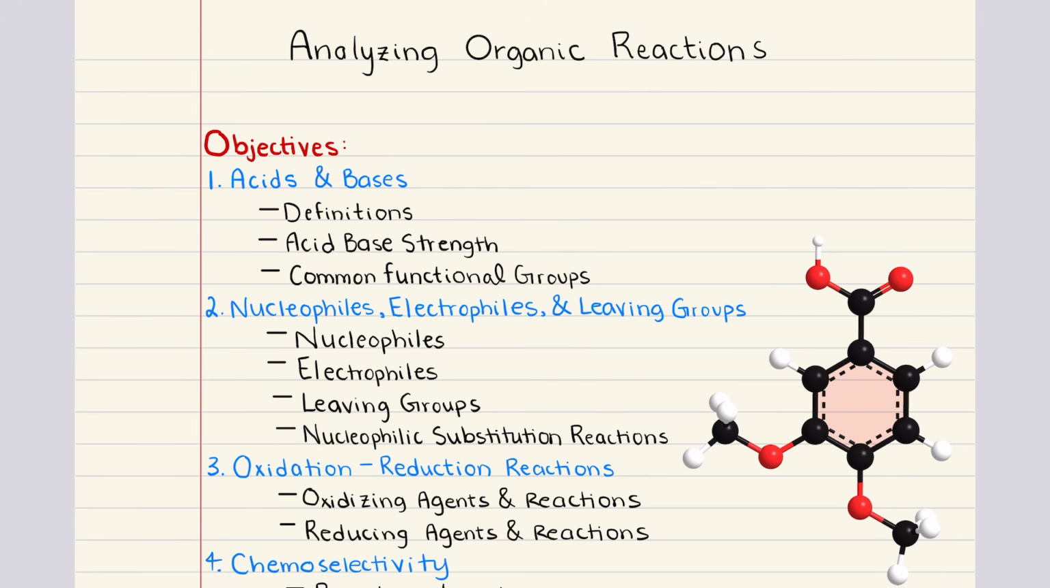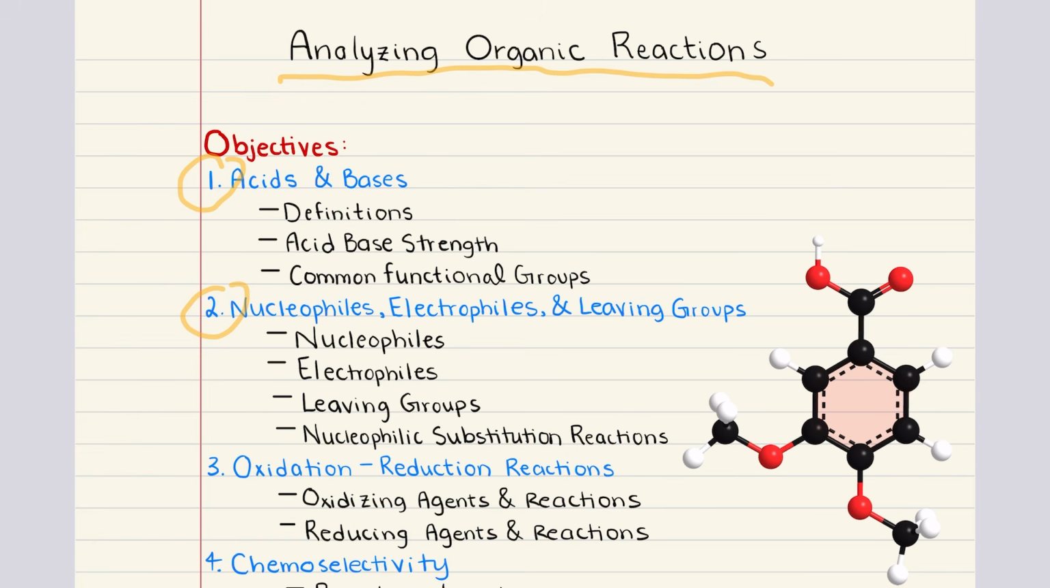Today, we're going to cover Chapter 4 for our MCAT Organic Chemistry playlist, and this chapter is titled Analyzing Organic Reactions. In this chapter, we will cover the following objectives. We'll begin with acids and bases, focusing on their definitions, how we classify their strength, and some common functional groups involved in acid-base chemistry. Then we'll move on to nucleophiles, electrophiles, and leaving groups.